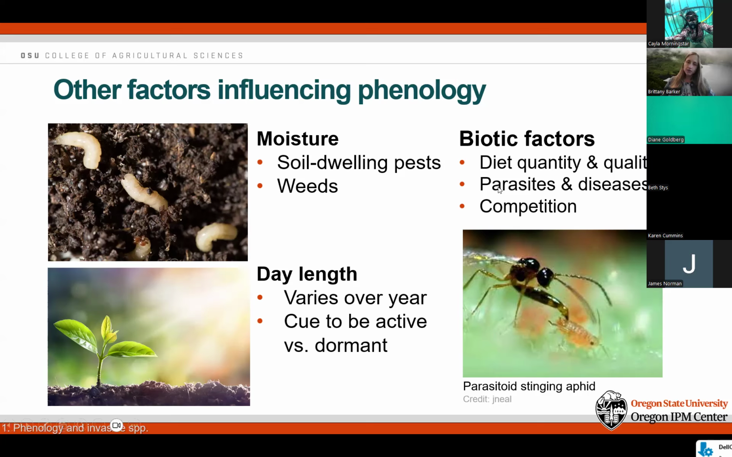Biotic factors that influence phenology include the quantity and quality of the diet. So think about a pest that's eating different plants, like if it's a polyphagous pest, meaning it eats many different types of plants, some plants may be more nutritious than others, so development occurs quicker. Parasites and diseases can slow development. So this picture down here of a parasitoid stinging an aphid, you can imagine the baby parasitoids developing in that aphid is probably going to slow down development for the aphid. And also interspecific and intraspecific competition can also influence development.